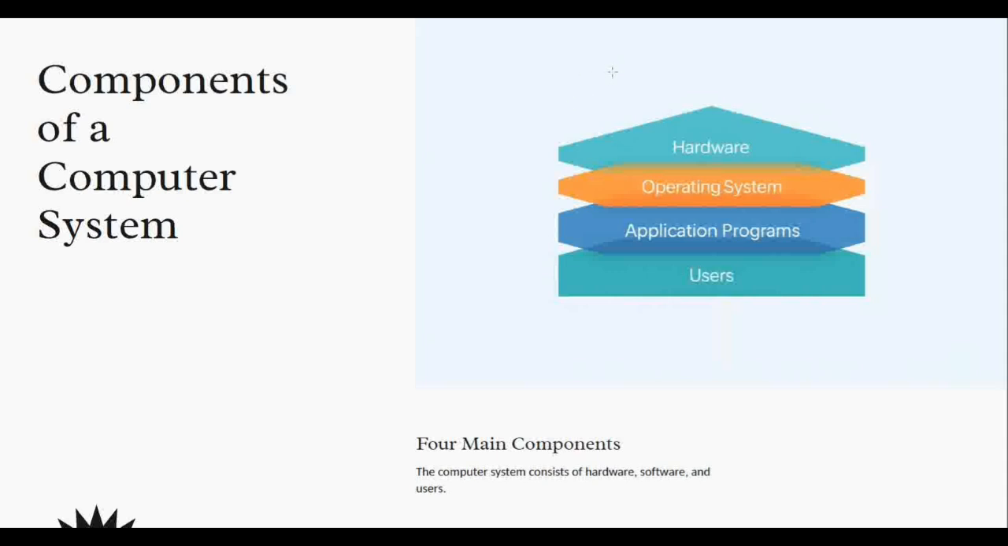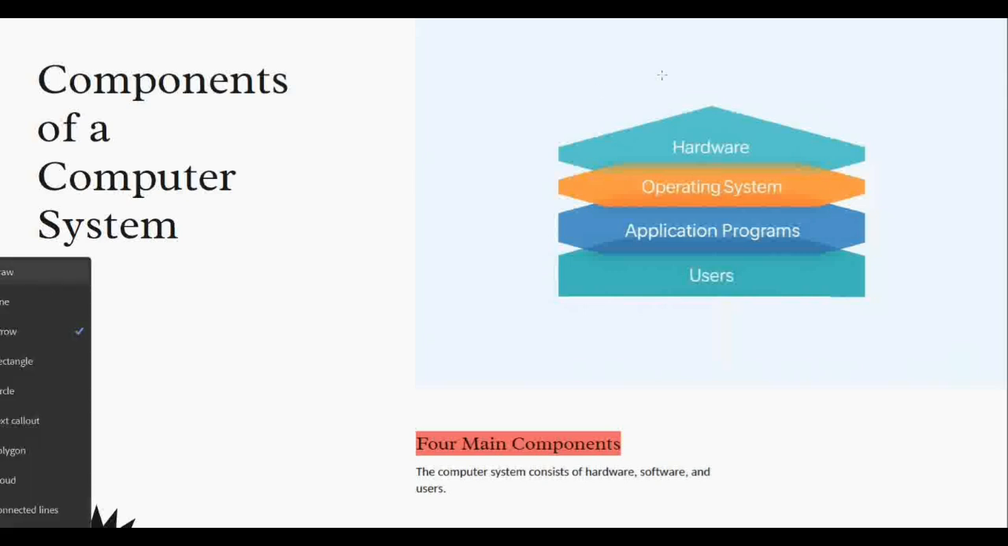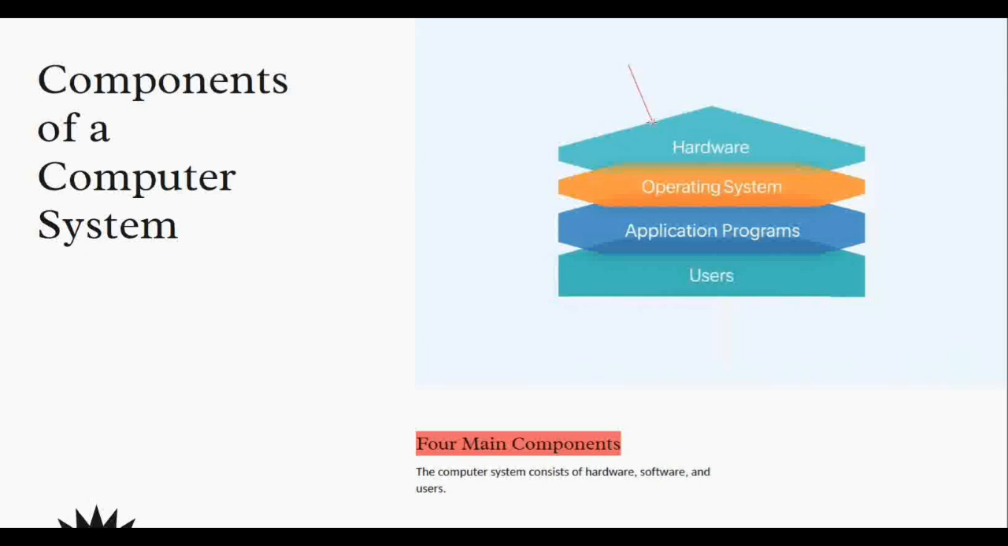Moving on to operating systems, the first concept we should understand is the four components of a computer. When we talk about the components of a computer system, there are four components: the first is hardware, the second is the operating system, the third is application programs, and the fourth is the user.